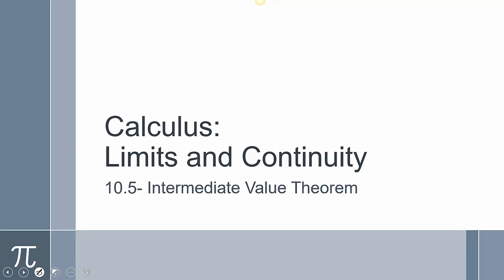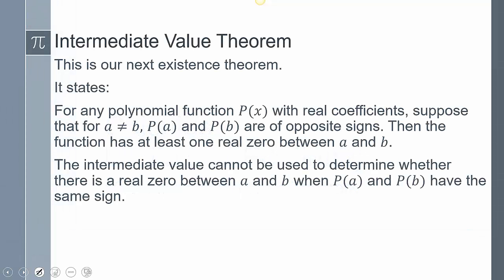Today is 10-5, and we're going to look at the intermediate value theorem, and we're still in the unit of limits and continuity. So the intermediate value theorem is our second existence theorem, and here's the definition.